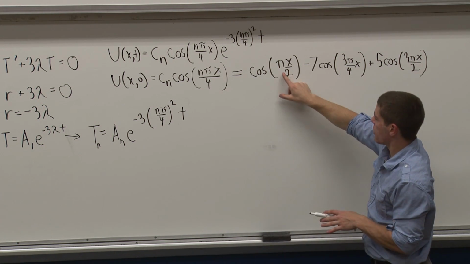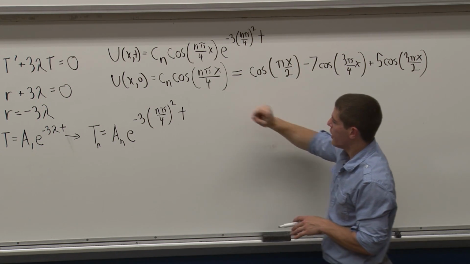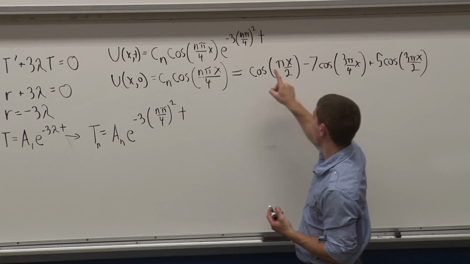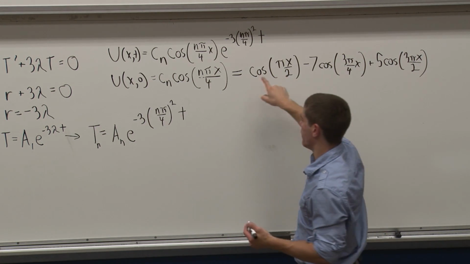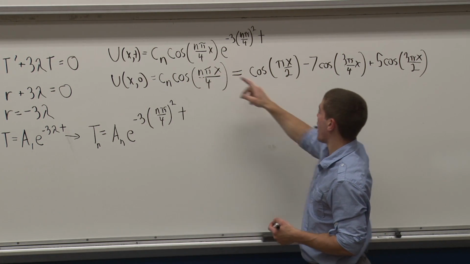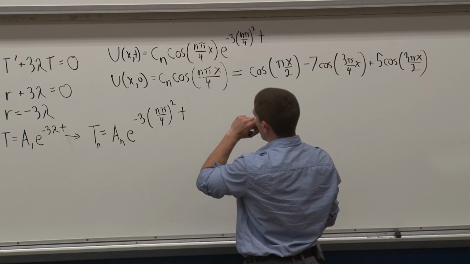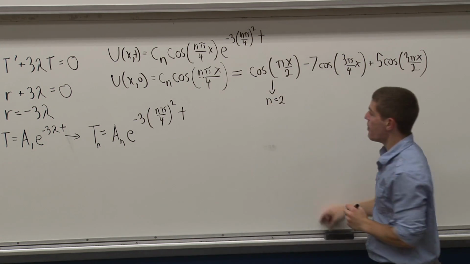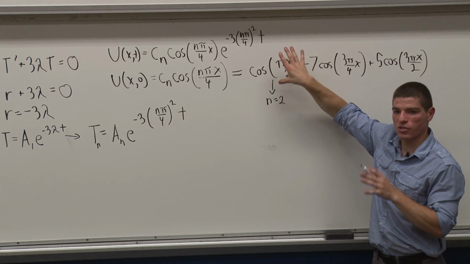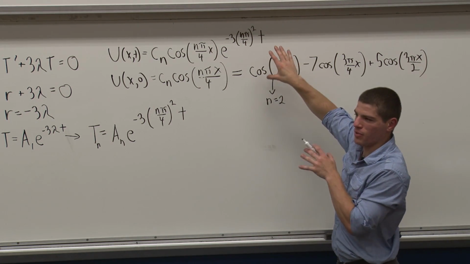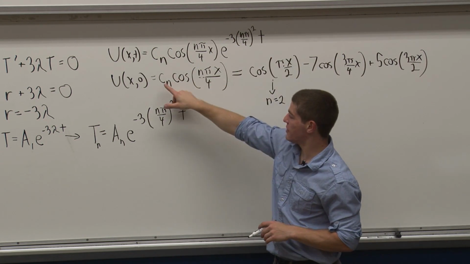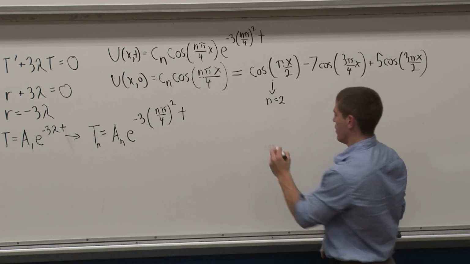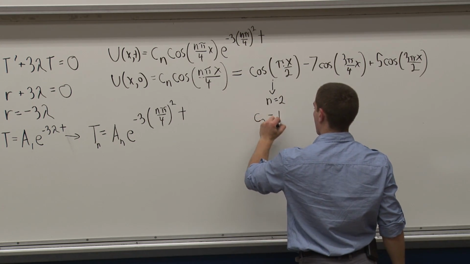So looking at the inside of the cosine, we have pi x over 2. Here you have pi x over 4. What can you put in for n to make this equal to this? 2. I heard 2. Good. If n equals 2, that makes this 1/2 pi x. So for this, n equals 2. That means this is the n equals 2 term, right? So c2 equals whatever's in front of the cosine, which is 1. So we have c2 equals 1.